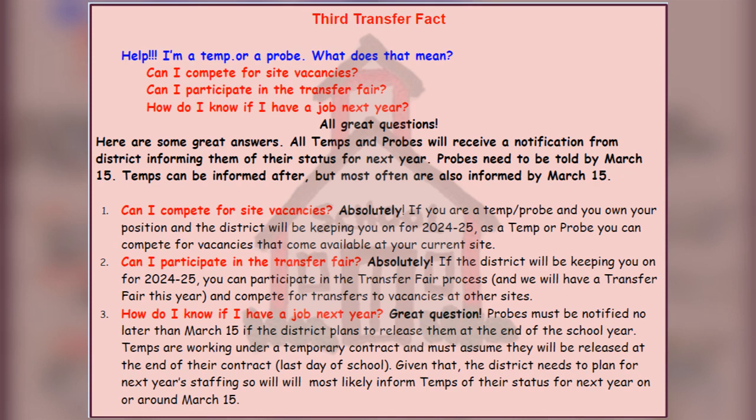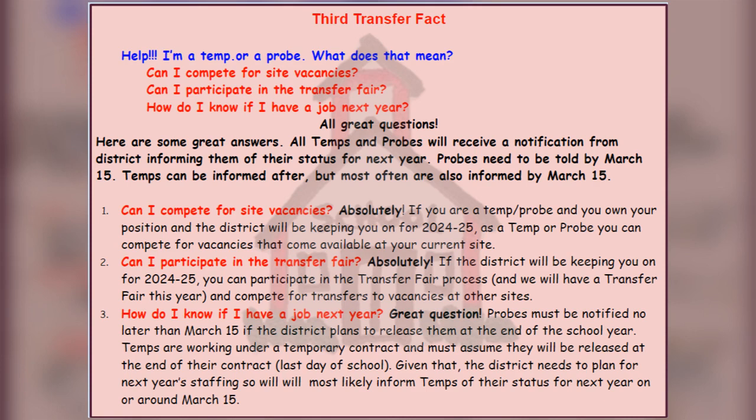Because you could own a position and still be a temp or a probe. Because remember, owning has only to do with how the position was filled. It has nothing to do with the employee's individual status, whether you're a probe or a temp or a permanent employee. So owning has nothing to do with employment status. It only has to do with whether or not that particular vacancy was posted properly and folks had an opportunity to compete for it or not. All right. And so you could be a permanent employee and not own a position. You could be a temp and own a position.